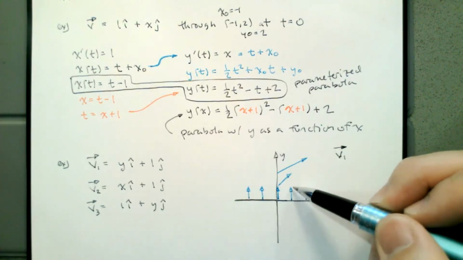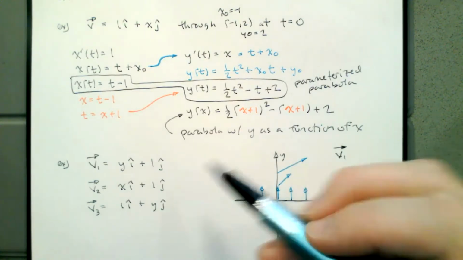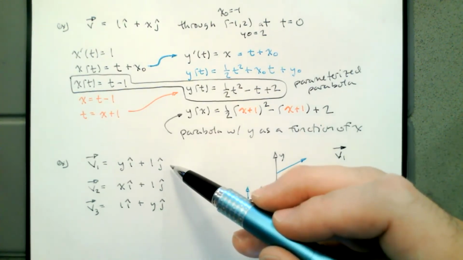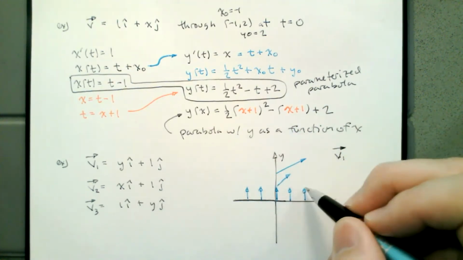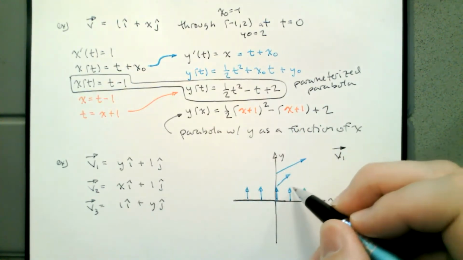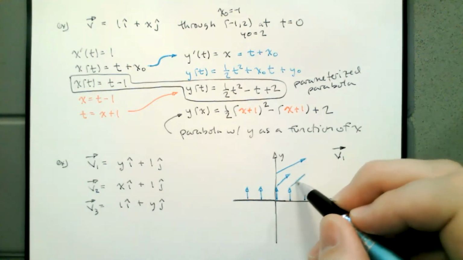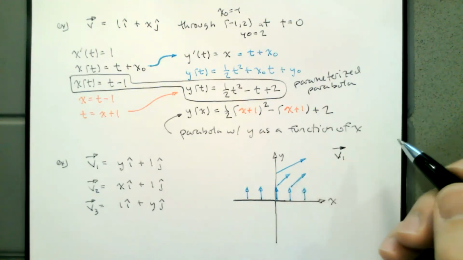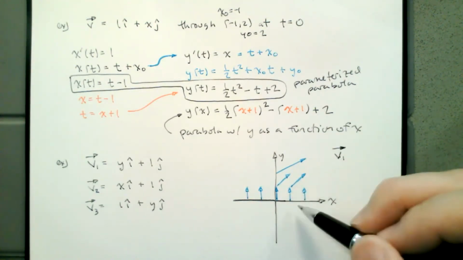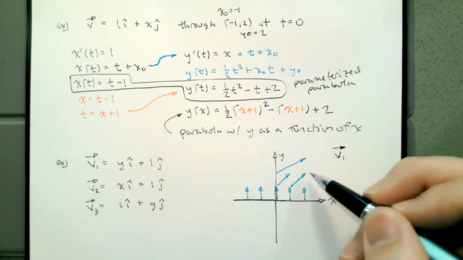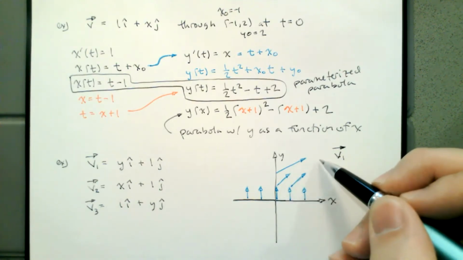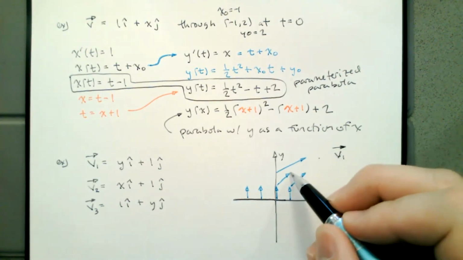At the point 1, 1, x is not involved in the vector field v1. So at the point 1, 1, we go 1 in the x and 1 in the y, because it's always 1 in the y. Then at the point 1, 2, the y coordinate of the point determines the x component of the vector. So we go 2 in the x and 1 in the y direction.